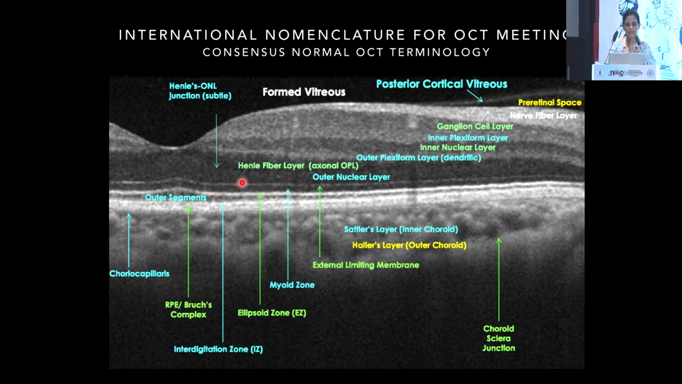Above that is the external limiting membrane, this lighter line that you see here, and this thicker line here is the retinal pigment epithelium. So these are the three important layers. Apart from that, the nuclear layers appear darker in color. You see here the inner nuclear layer, the outer nuclear layer, these are the darker layers, and the lighter layers are the plexiform layers. The topmost is the nerve fiber layer and the internal limiting membrane. So most often we will be looking at the retinal pigment epithelium and the ellipsoid zone.